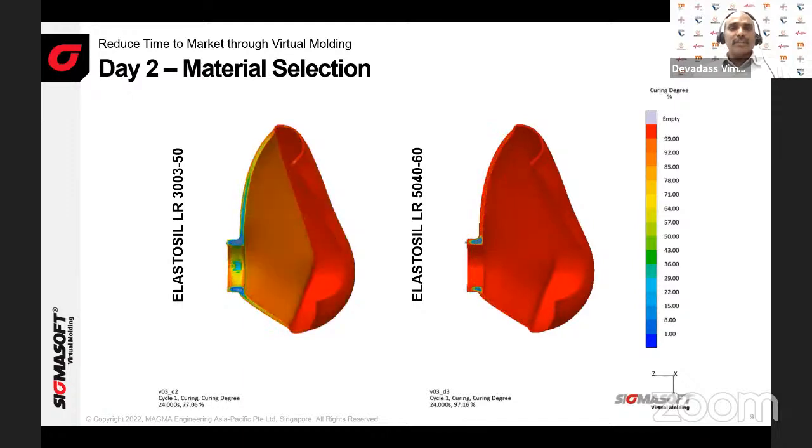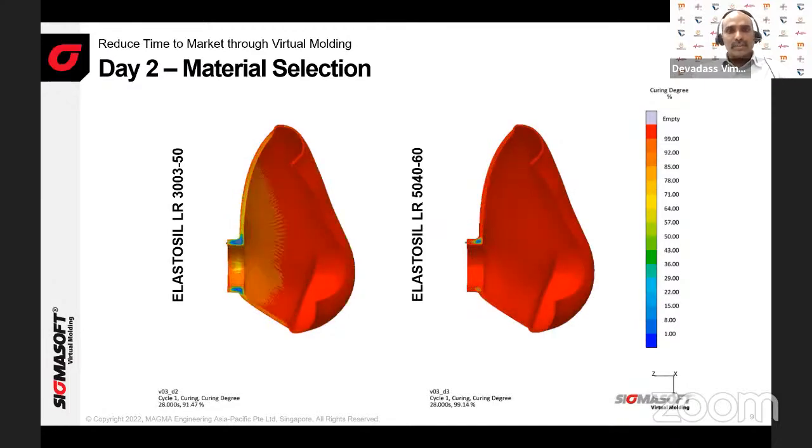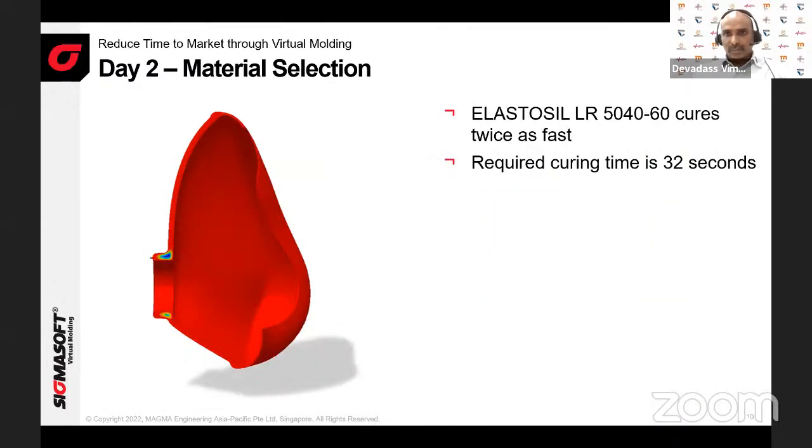At the same time, it should not take much time to produce. So we have tested different materials, and finally we concluded on Elastosil LSR 50, 40, 60. It's the best because it saves time compared with the other materials. And we found out it needs at least 32 seconds to get at least 99% of the parts cured. So this is done in the day 2 stage.